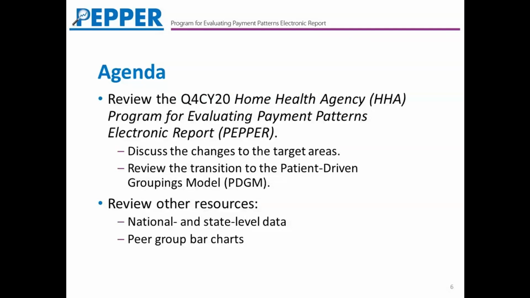Today I will be focusing on the most recent release of the PEPPER for home health agencies. This is for the fourth quarter calendar year CY20. In this release, there are some target areas that we will discuss, and we'll talk about how each of those target areas are calculated. We'll look at a sample PEPPER, and we'll review some other resources that you might find helpful, which include the peer group bar charts, and all of those resources are available on our homepage.